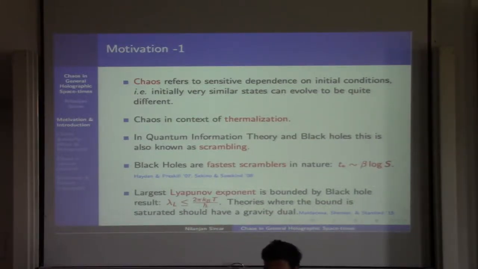These things are interesting to find out. There is a general question: given a system, whether you will be able to find out if it has some dual description in holography. This is one kind of test which they suggested. And just to point out, in classical chaos, the Lyapunov exponent is not bounded. You can have anything. But they showed that in quantum mechanics this kind of bound arises.